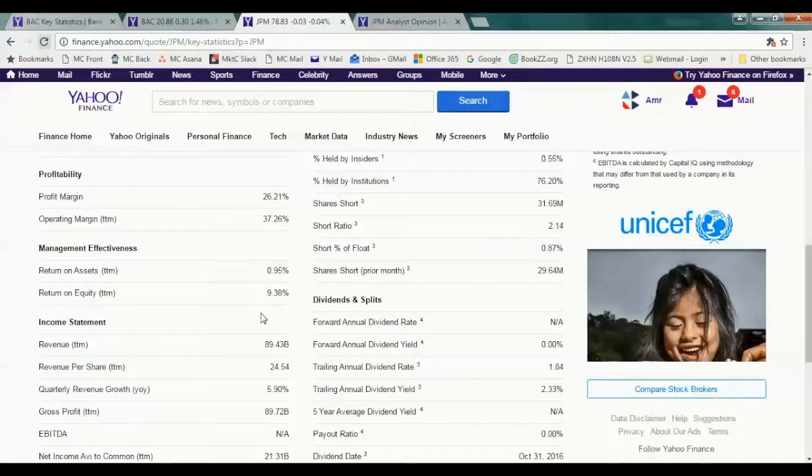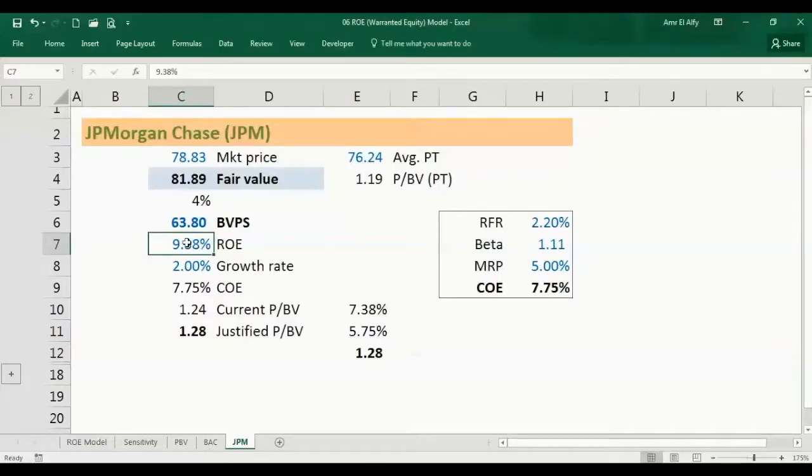What is the growth rate? This is the largest bank in America, so you can assume a bit higher growth rate than Bank of America. So let's say it's 2%. So you have a growth rate of 2%, ROE of 9.38, and you have a cost of equity of 7.75. Just apply the model, ROE minus G divided by cost of equity minus G. You come up with a justified price to book of 1.28 times.